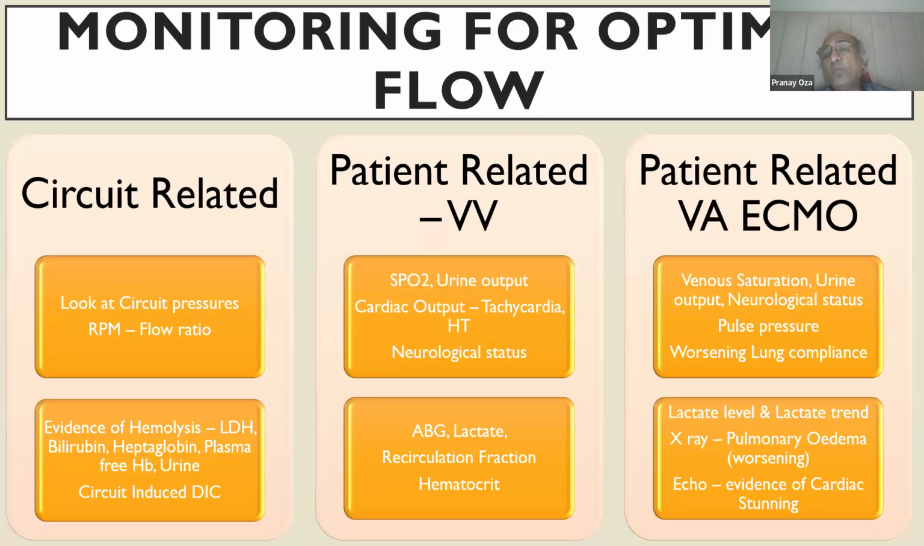For patient-related monitoring for VA ECMO, as I told you, look at the tissue perfusion, urine output, neurological status, pulse pressure, worsening lung compliance. Investigations are going to be lactate levels, echo to see cardiac stunning, and X-ray to see pulmonary edema.